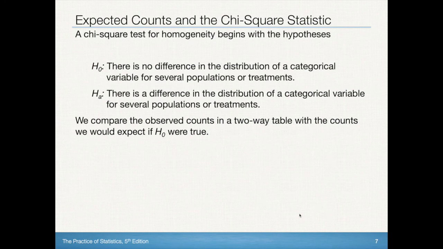And so, as we do with all significance testing, we've determined the parameters of interest, and now it's time to state our hypotheses. With the chi-squared test for homogeneity, homogeneity is a fancy word that means similar or the same. It begins with the following hypotheses. The null hypothesis is there is no difference, that they are homogeneous in nature. The alternate hypothesis, though, is that there is a difference in the distribution of a categorical variable for several populations or treatments.